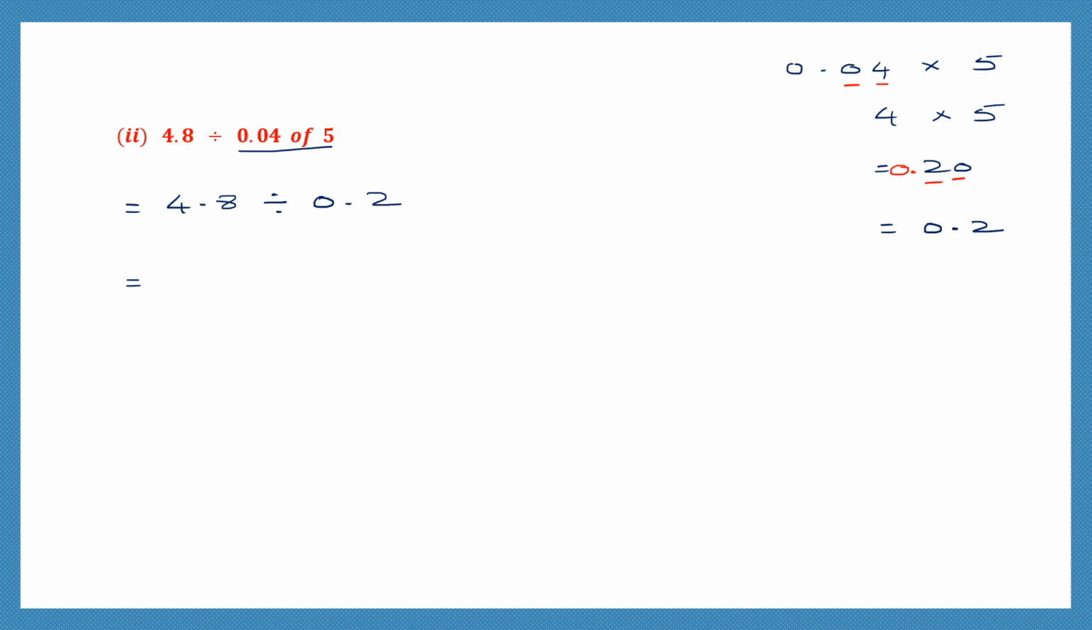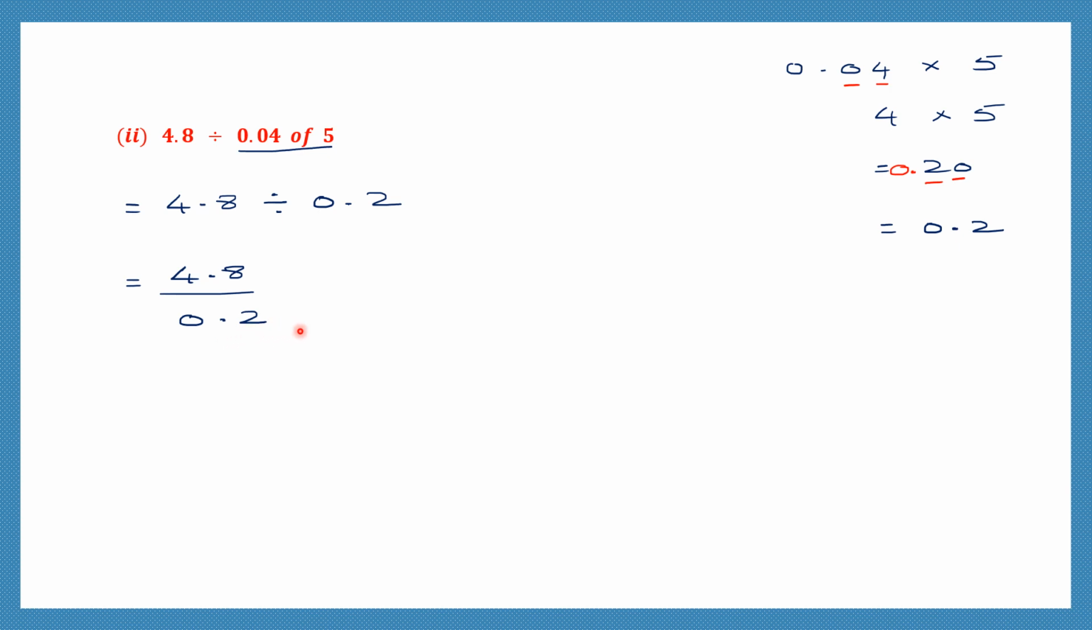So let's do this division here, because both are decimal numbers and our divisor should become a whole number. So we have to first write it as a fraction. So this becomes 4.8 divided by 0.2. Now how to make this a whole number?